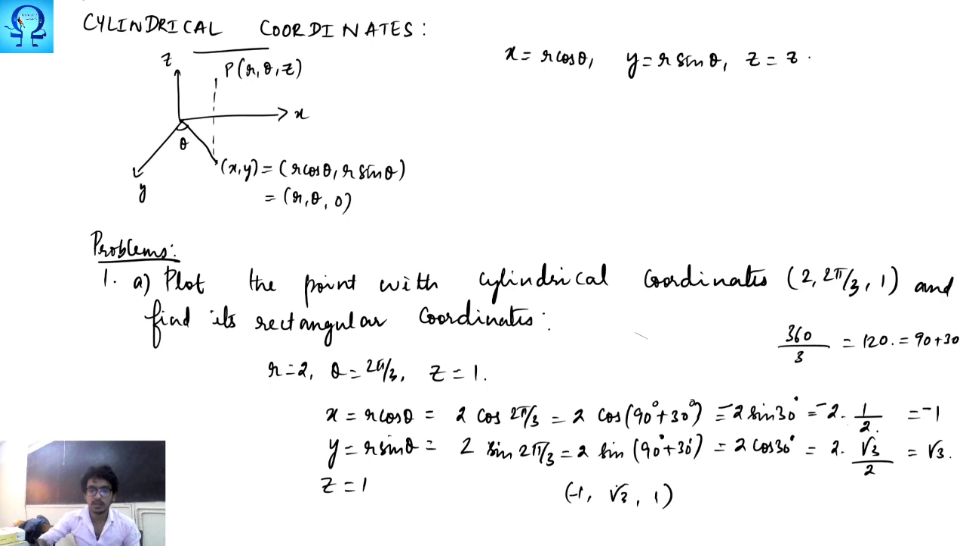So the coordinate is minus 1, root 3, 1. If you try to plot these in a graph, your x value has to take minus 1, so it is somewhere in here, and the y value has to take root 3, which is about 1.73, somewhere here, and z is 1, so it has to be plotted in a space with negative x, positive y and positive z.